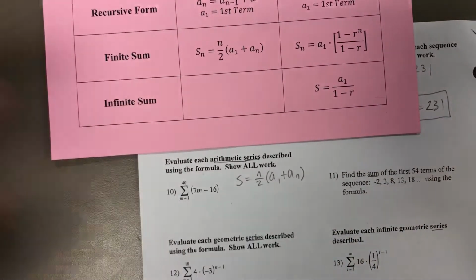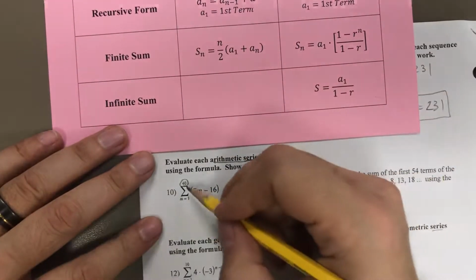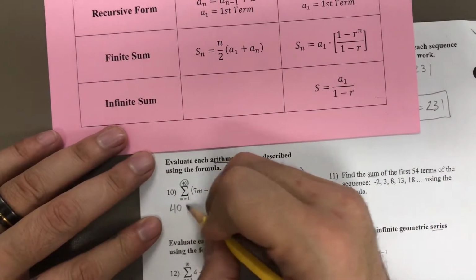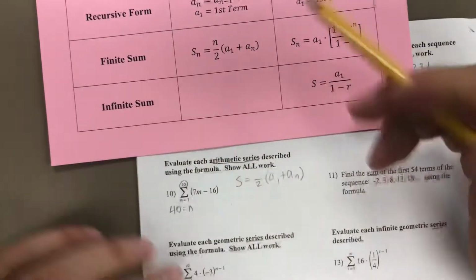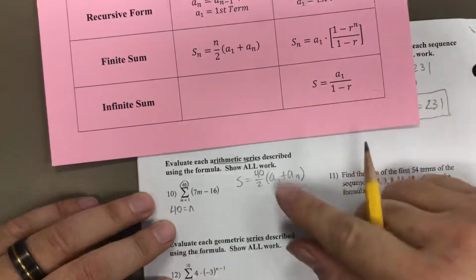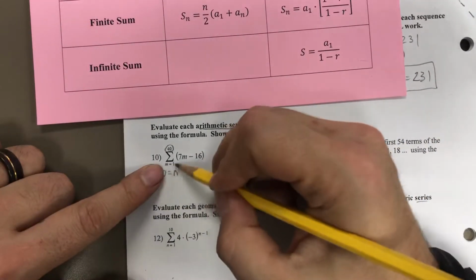So you can get each of these really easily. The n value is just the number that's on top of the sigma. So that's 40 is equal to n. So we're going to plug that in. 40. There we go. A1 is the very first term in the sequence. So to find that, plug in the bottom number, 1.